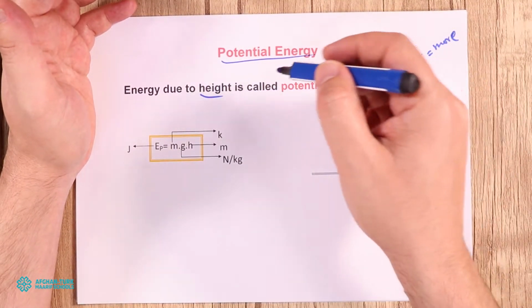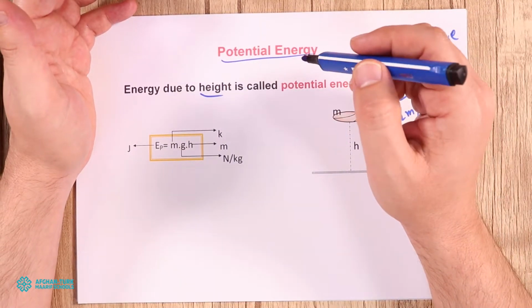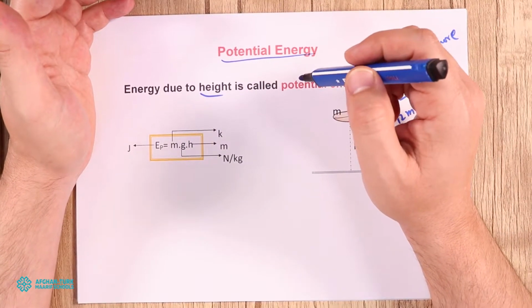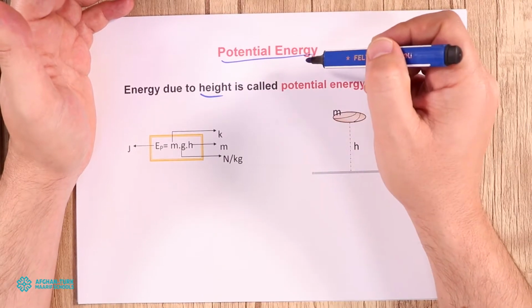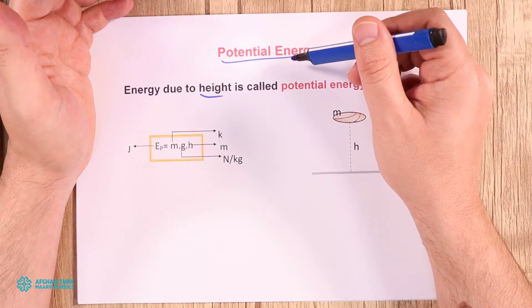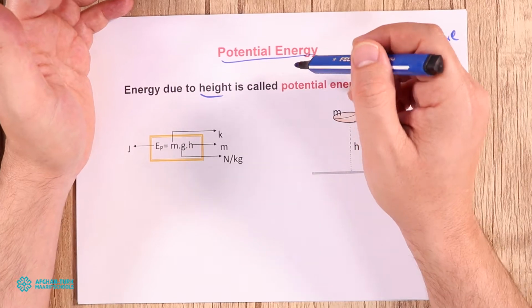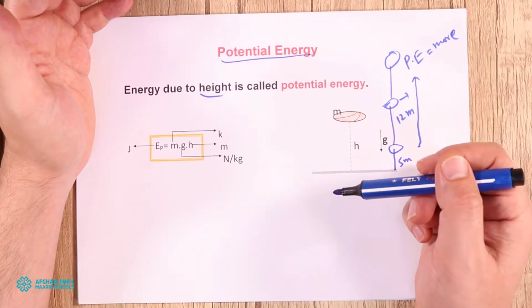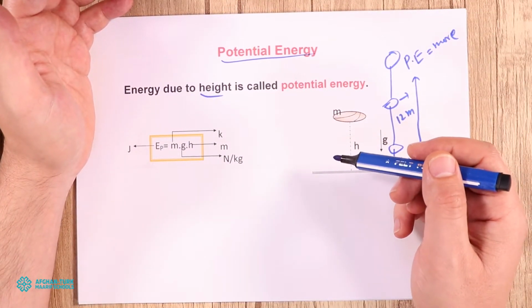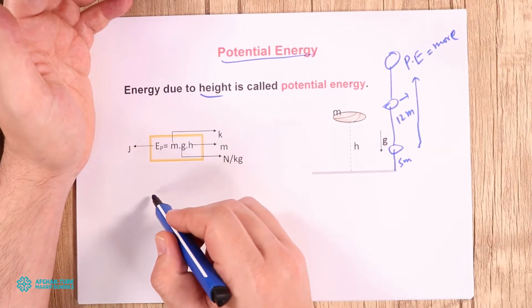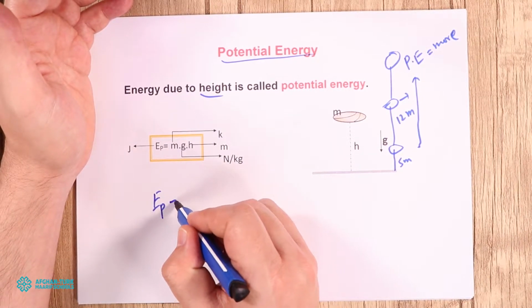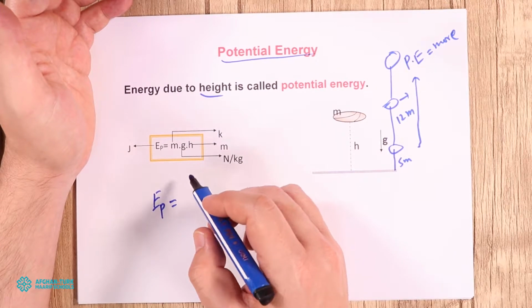But in mechanics we have just two types of mechanical energy. In the last video we discussed one, kinetic energy, and the second part is potential energy. Potential energy is the energy due to the height. This is called potential energy, or simply we can write that potential energy is denoted by EP or PE.